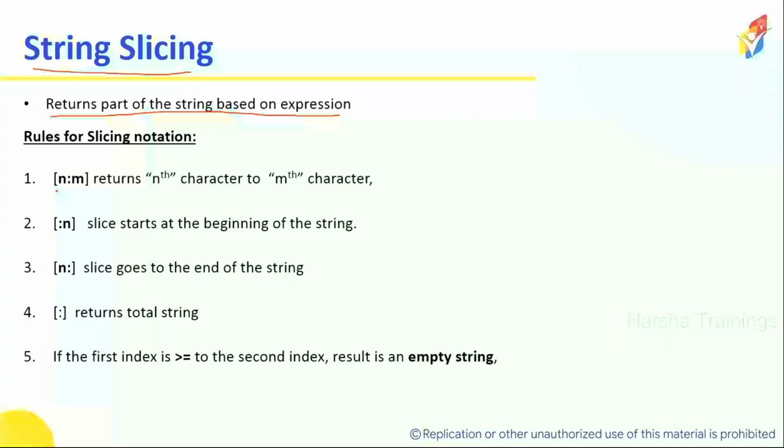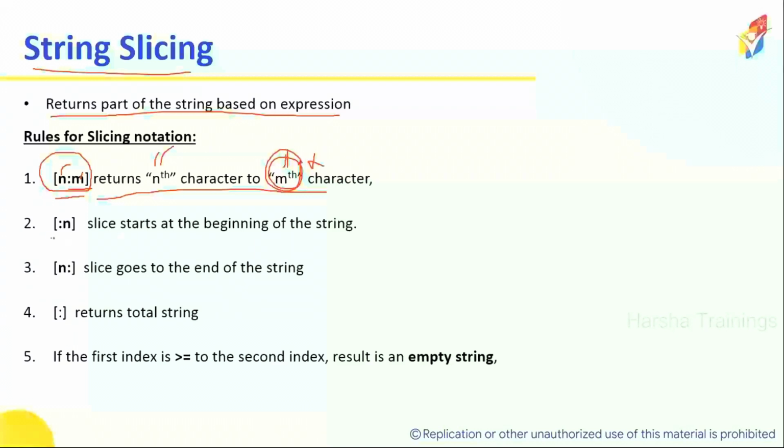The first rule is [n:m]. These 5 can be called the Panchasutras for us. That means I want to extract the data from the nth character to the mth character. Within the square brackets, if I give n:m, I want to extract the substring starting from the nth character to the mth character, but the mth character will not be included. Rule number 1. Kindly note it down along with me. If I want to extract the nth character to the mth character, I will use n:m. In this case, m will not be included.